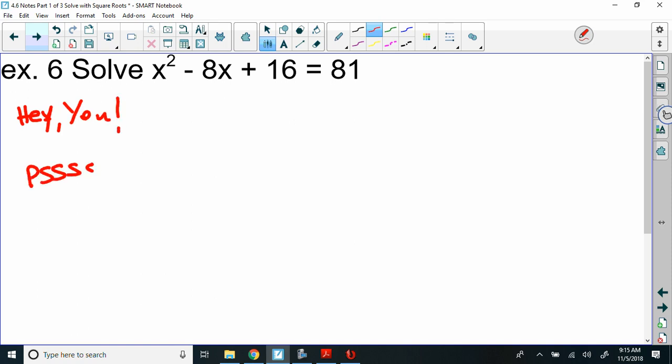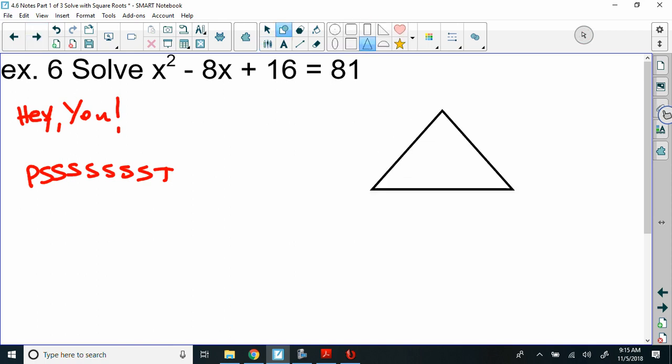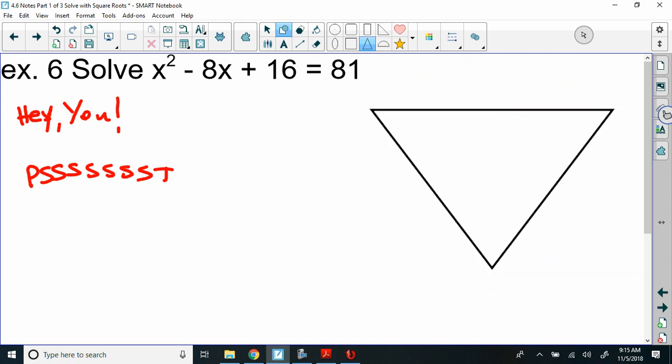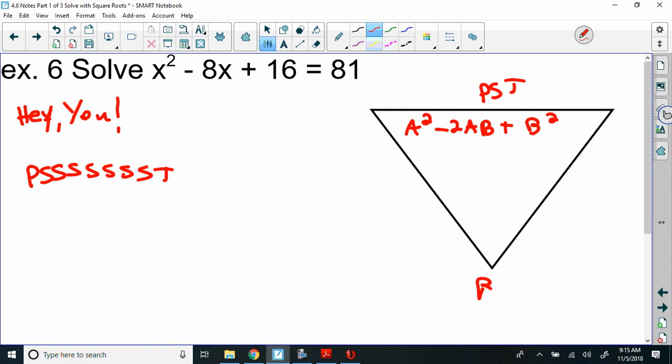Psst. Psst. Psst. Anybody remember what a psst looks like? Get out the triangle. It's a chevron. Flip it over. Psst. Psst. Remember that? From like 2 weeks ago? It's important. It's real important.